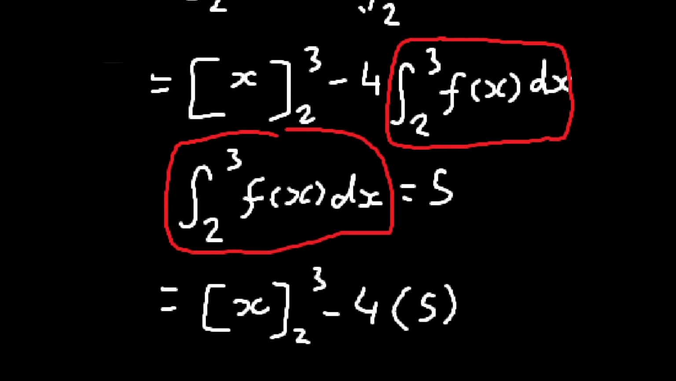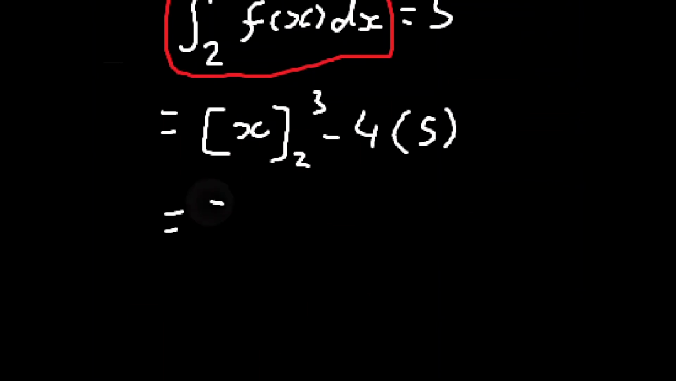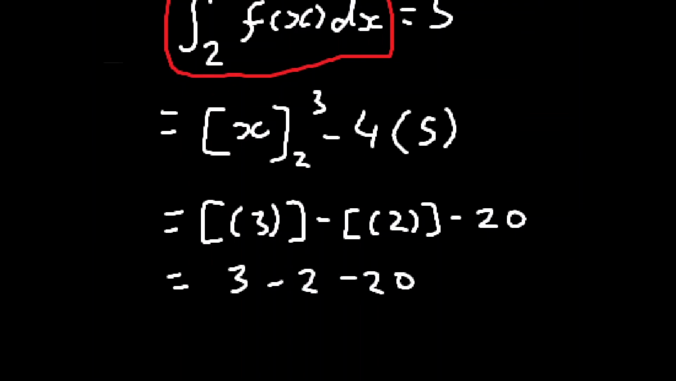And that's really the hardest bit. The next bit is substituting in this 3 and the 2 there, so that's the integral. It becomes 3 being substituted in first, minus the 2 being substituted in, and then 4 times 5 is 20. And so finally we just say that's 3 minus 2 minus 20. And so that is like saying 1 minus 20, which is equal to negative 19. And that is our final answer.